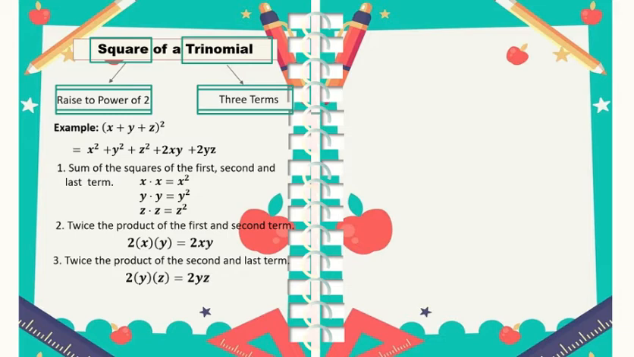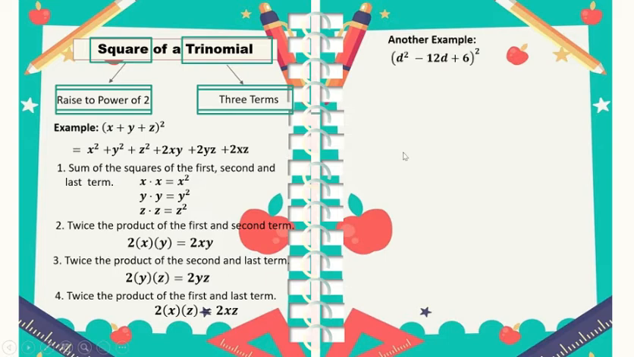Step 4. Twice the product of the first term and last term. Our first term is x, last term is z, multiply by 2, we have positive 2xz. So, the answer for x plus y plus z squared is equal to x squared plus y squared plus z squared plus 2xy plus 2yz plus 2xz.